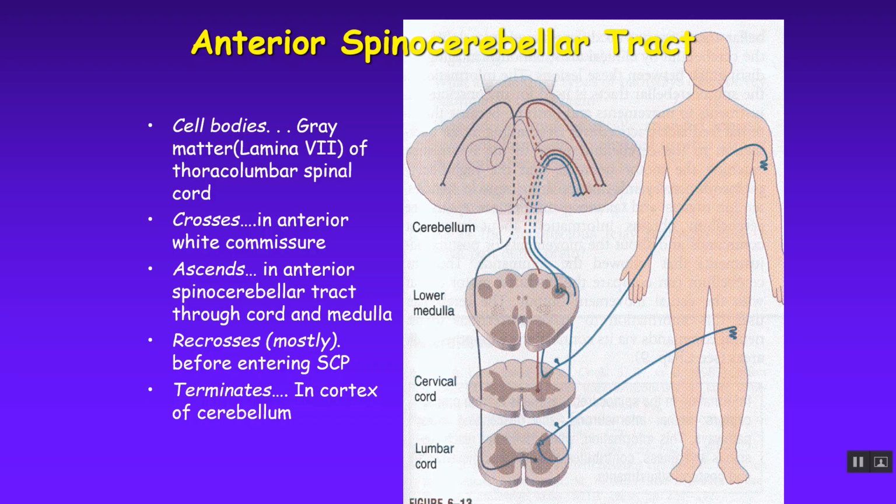We're not going to draw it out there, but let's show the anterior spinocerebellar tract. The anterior spinocerebellar tract's cell bodies are in the gray matter of the thoracolumbar spinal cord. This is the internal feedback loop for the lower body. Okay, so it's in that white matter in lamina 7.